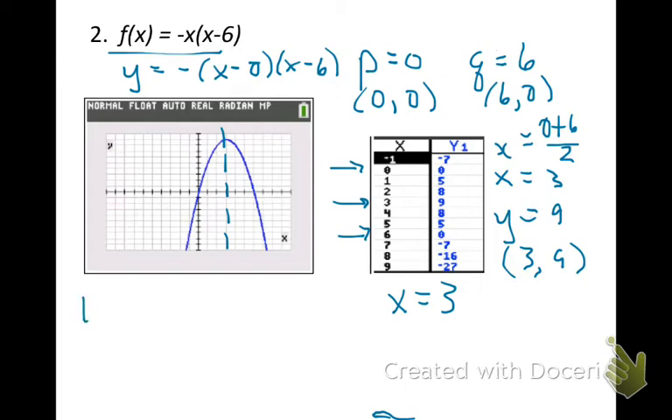And let's talk about domain and range. So domain is all real numbers. Range, we look at the y value of the vertex, which is 9. Since it opens down, our y values will be everything that is less than or equal to 9 to create that curve. And that's how you graph a quadratic in intercept form.